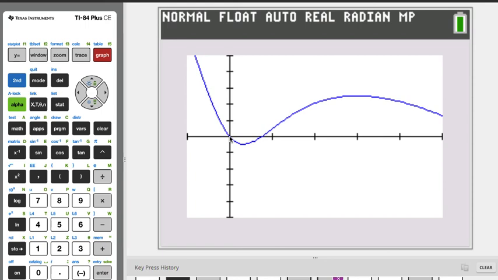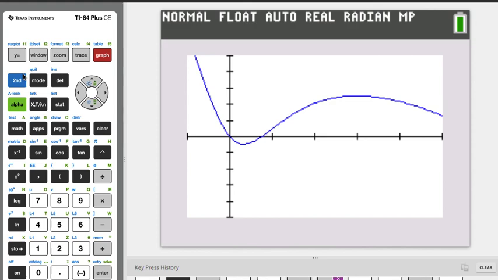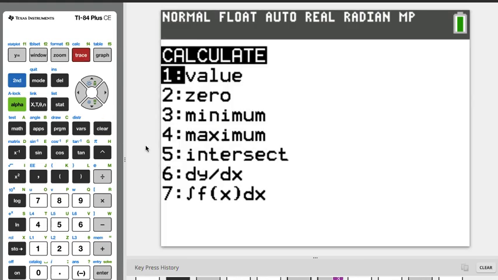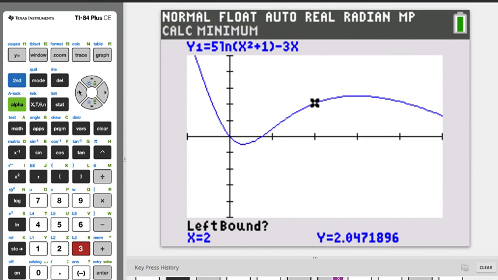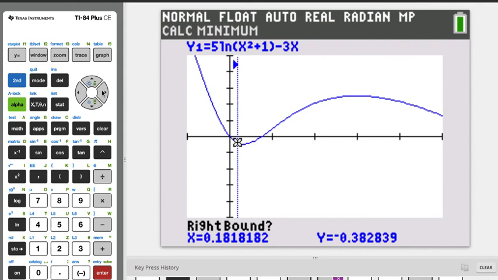So here's 0, 1, 2, 3, 4 up here. All right, so you can see that we have a min down here and a max up here. So our endpoints will not be our maxes or mins. So let's just do this one here real fast. The min, 3. Keep clicking over. So here, I know I'm to the left of my min. Go over. I know I'm to the right of my min. There we go. There's your minimum, 0.333, and the y value is negative 0.473.